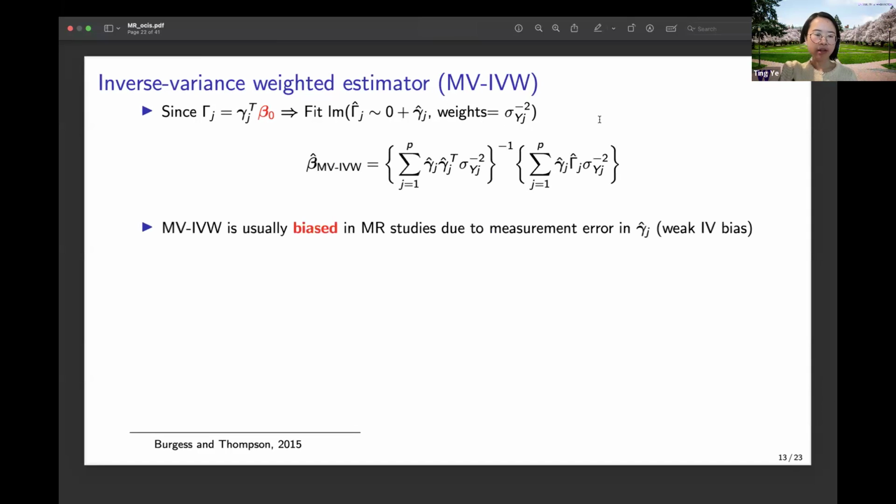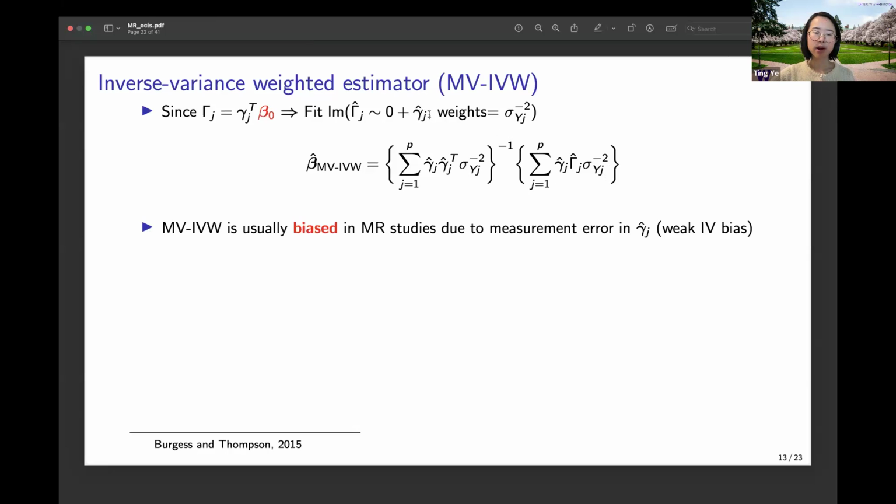However, the MV-IVW is usually biased in Mendelian randomization due to the measurement error in this little gamma J hat. And this is the well-known weak IV bias in MR literature. So in the MV-IVW method, it's ignoring that this little gamma J hat is measured with error.